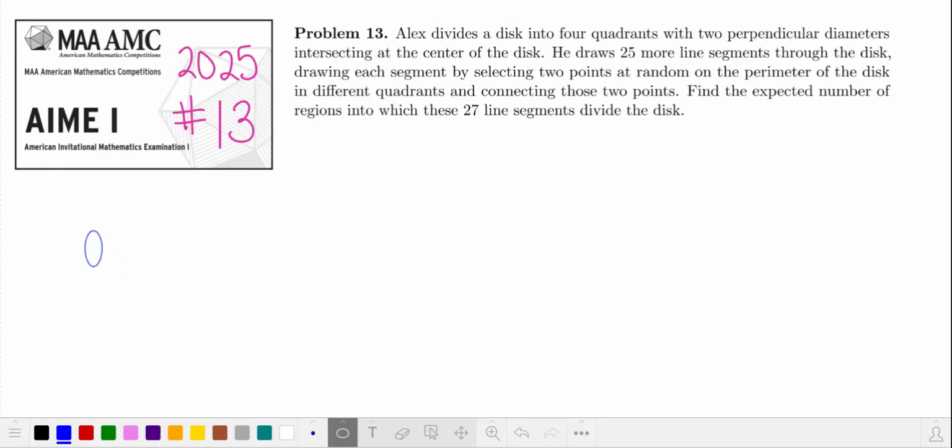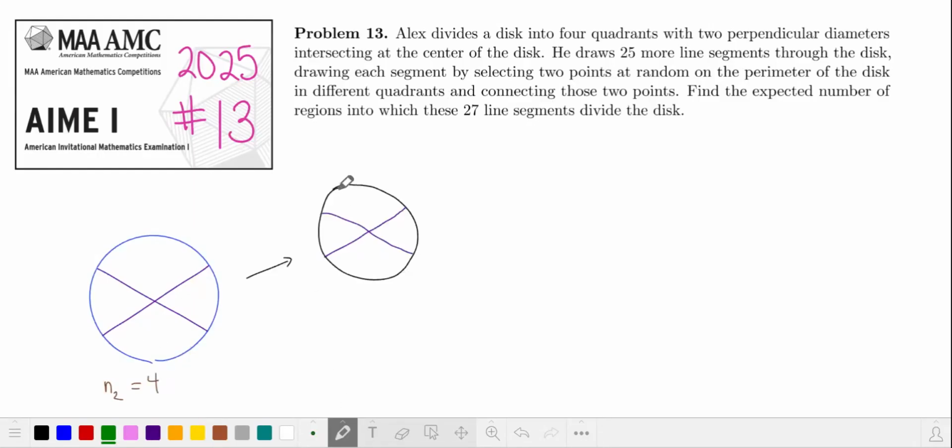Let's derive a formula for the number of new regions that we create in our circle. Let's say we have this circle with two intersecting lines. The number of regions in this circle is 4. Now let's add a third line.